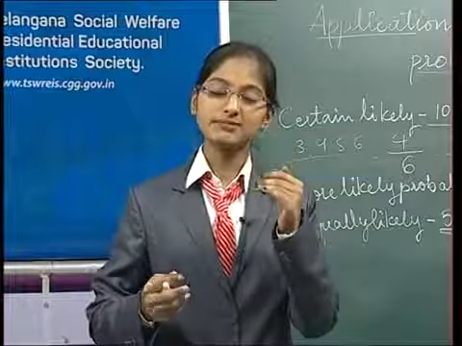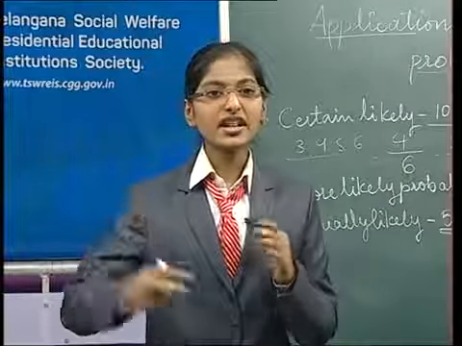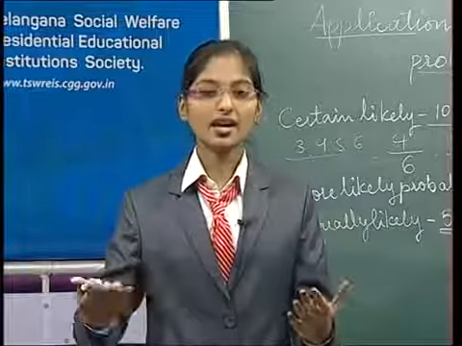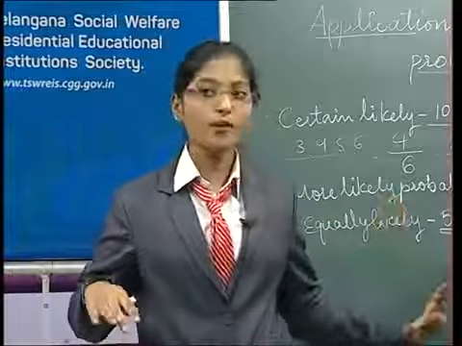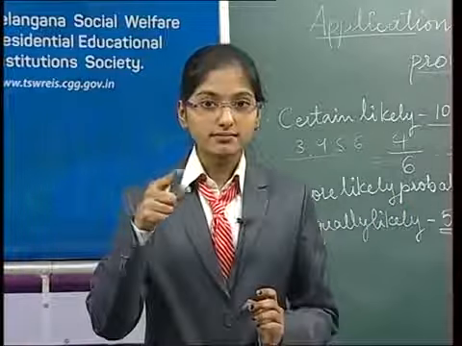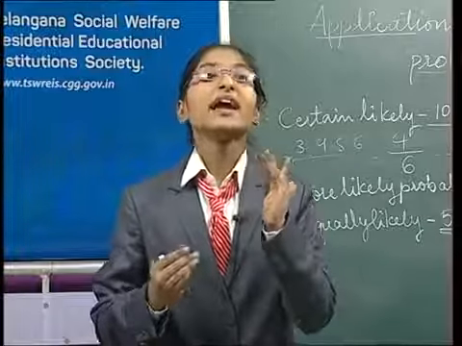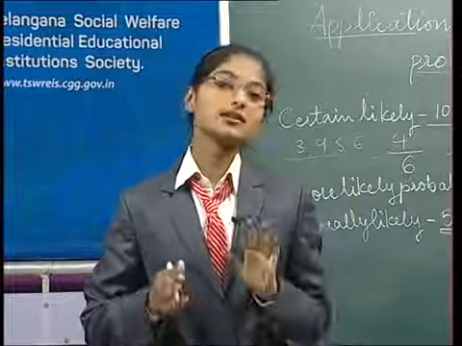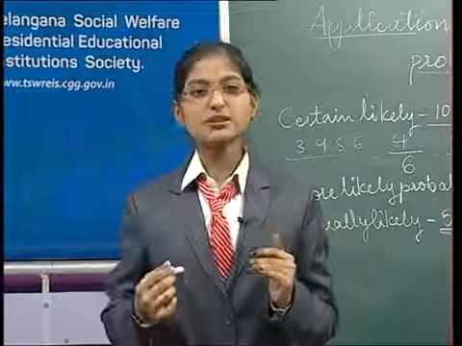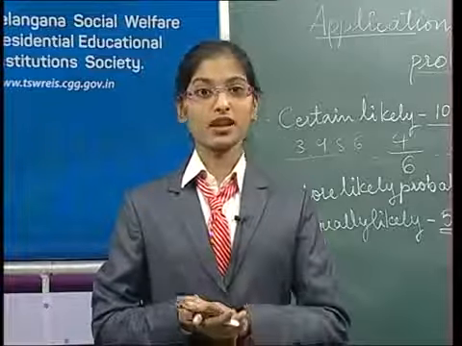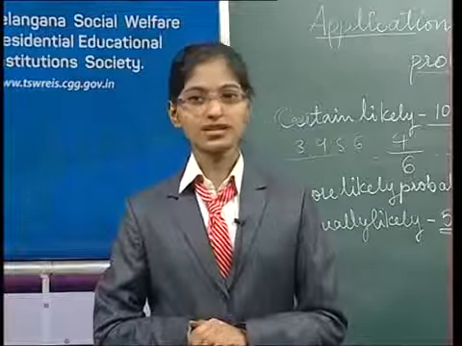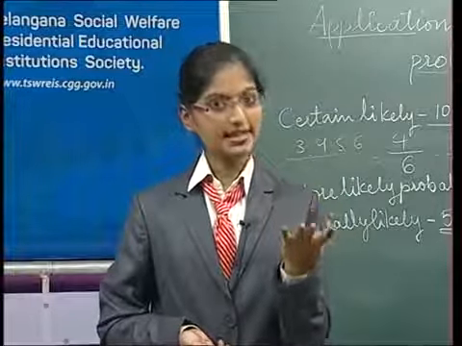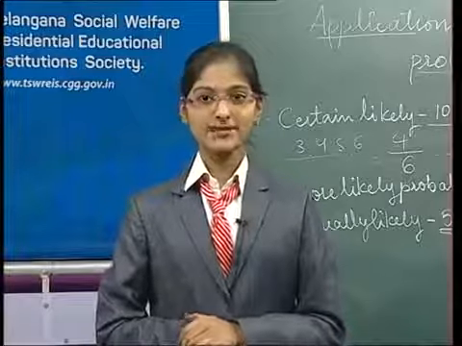The probability lies between 0 and 1. Always the probability lies between 0 and 1. When we take more likely, equally likely, less likely, all of these come in fraction form. When we write them in decimal form also, it is less than 1. The certain likely will come exactly 1. So, the probability always lies between 0 and 1. We have learned about 5 types of probability here: certain likely, more likely, equally likely, less likely, and impossible likely. These 5 we have learned.